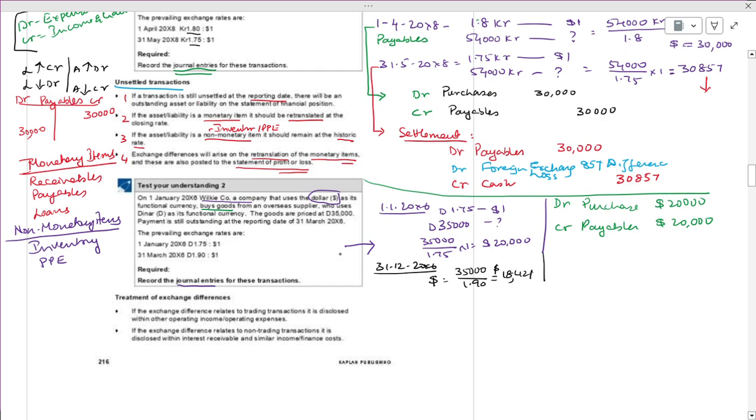Dollar is becoming strong, which means if you are settling on 31st December, the value of the settlement will be 18,000. You are paying less. If you are paying less, in dollar terms, it is a gain. How much is the gain? What is the difference?